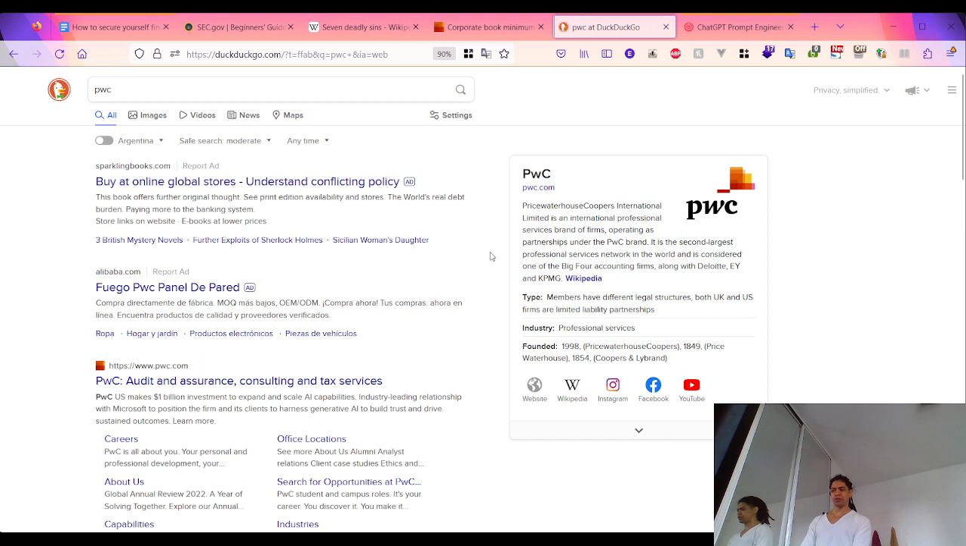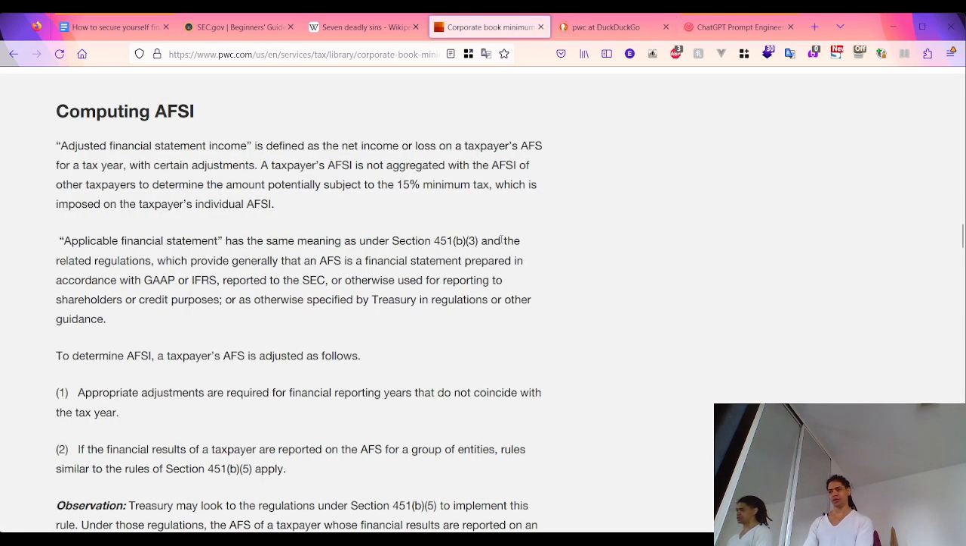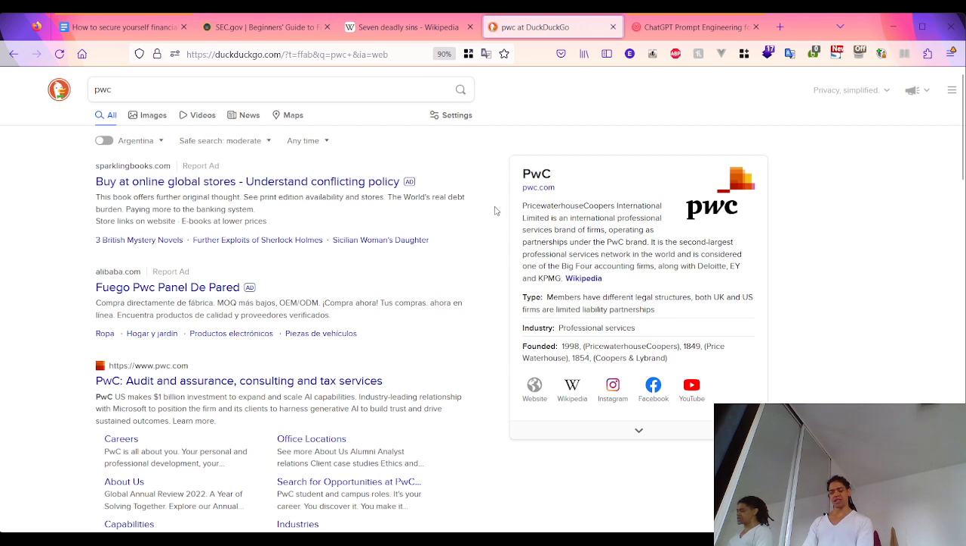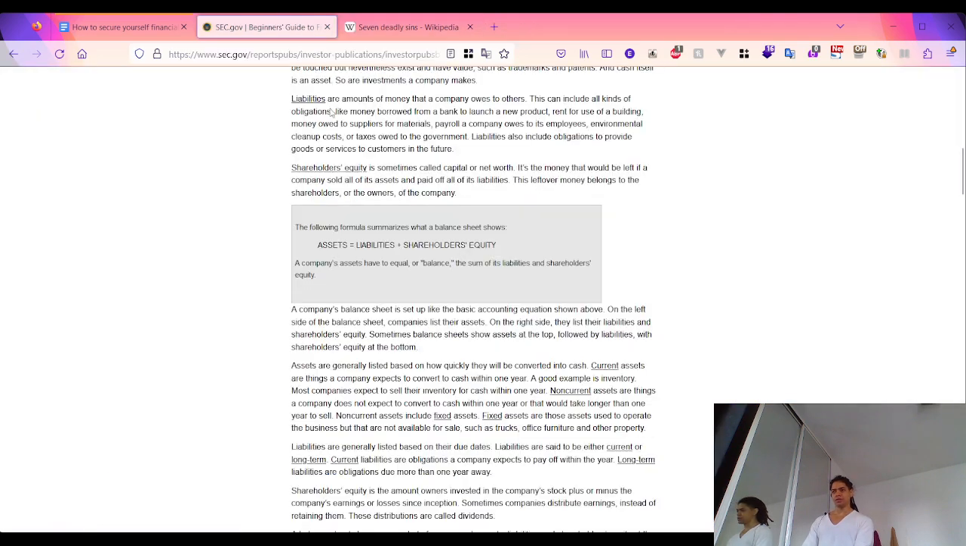So these are the Big Four accounting firms. Los cuatro gigantes de las firmas contables, in Spanish. PwC, Deloitte, EY, and KPMG.